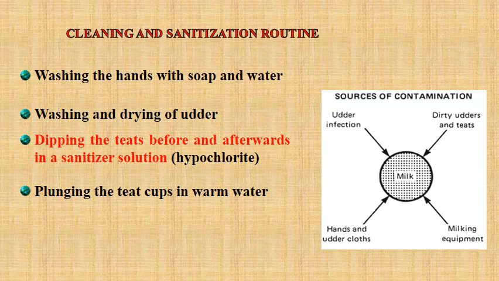Washing the hands with soap and water, that is for the workers. Then drying of the udder after washing. Then dipping the teats before and afterwards in a sanitizer solution. When we are using machine milking, we have to use a sanitizer like hypochlorite solution before the milking and after the milking. Then plunging the teat cups in warm water. Teat cups can be a source of contamination, so they have to be properly cleaned, washed and dipped in warm water.